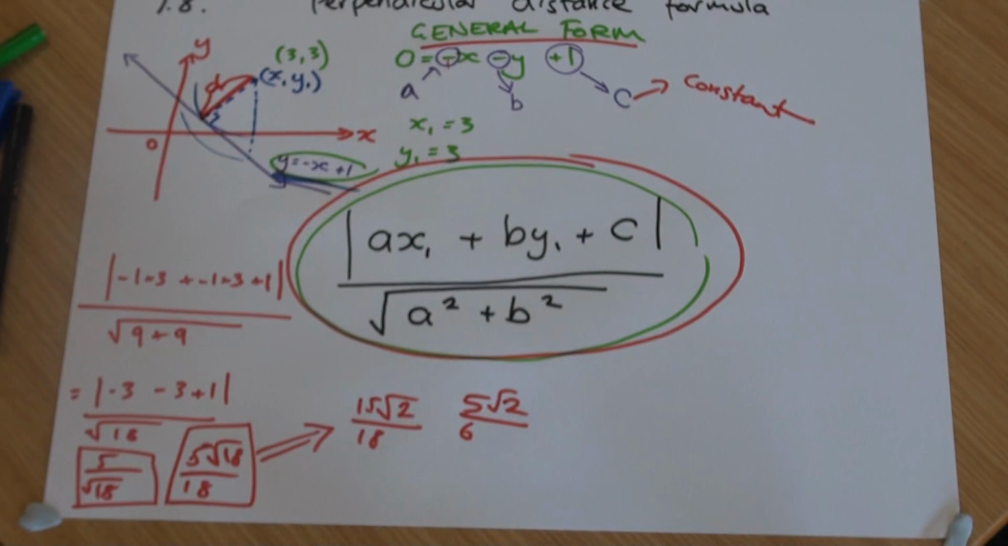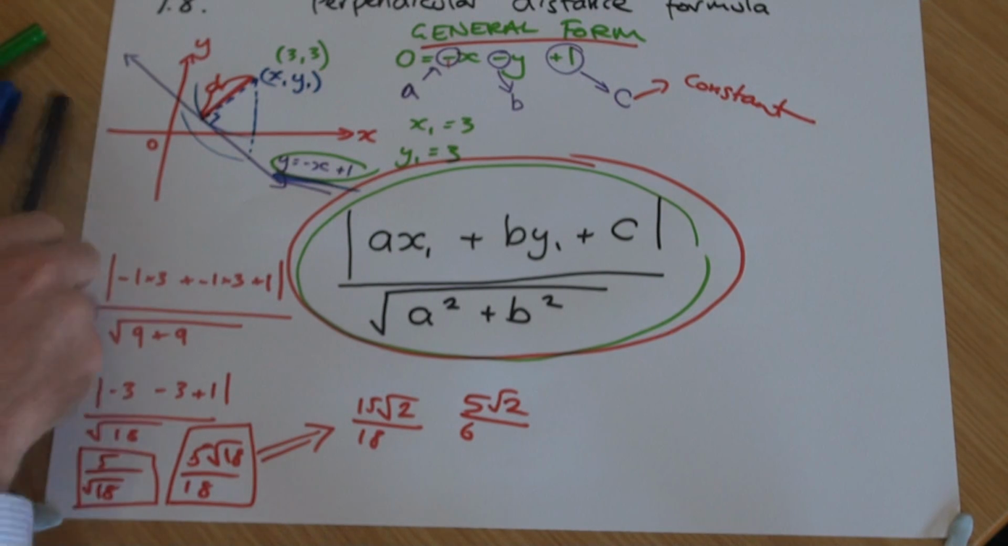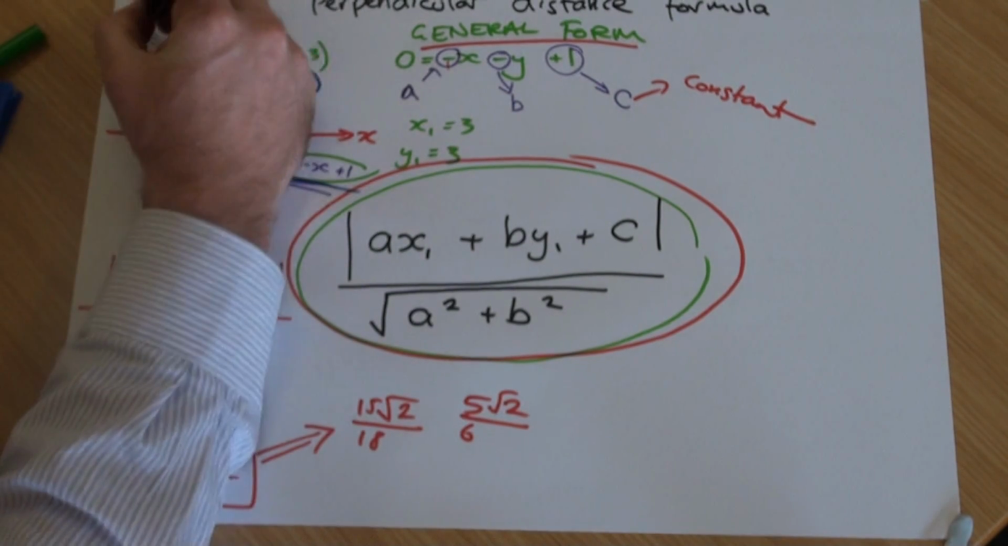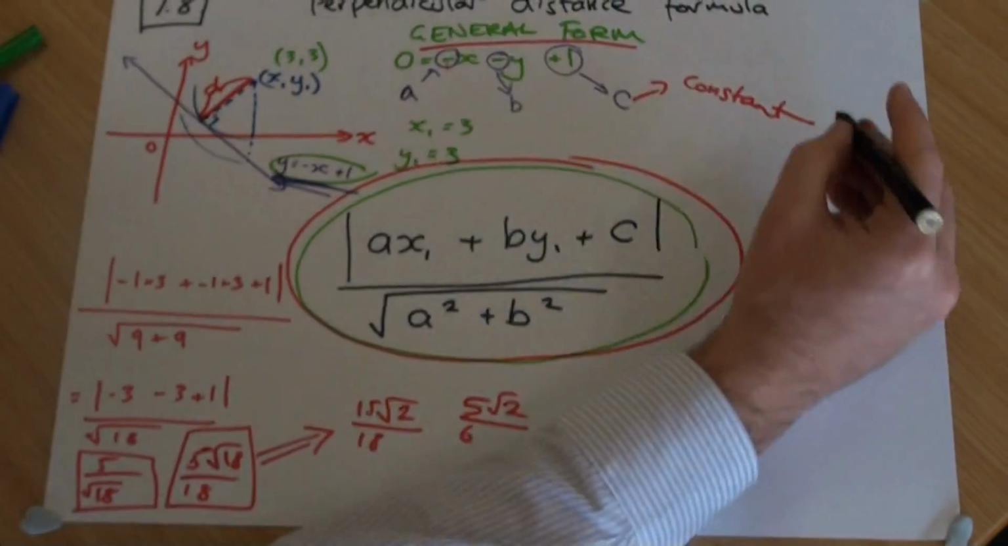So that's the perpendicular distance formula. Hope that makes sense. That's actually the end of chapter 7 for advanced people.